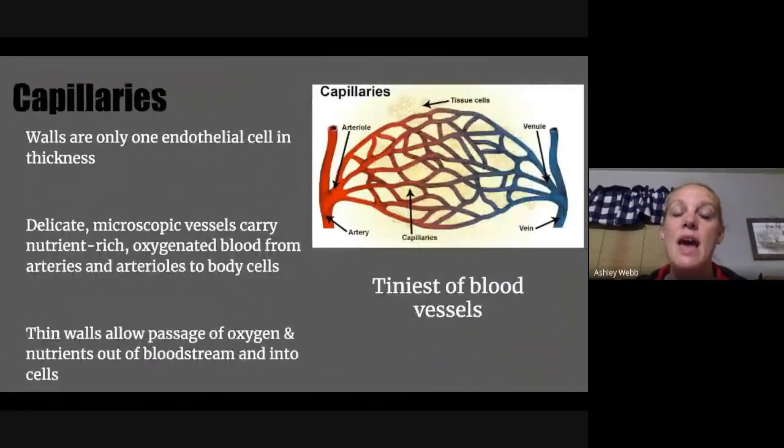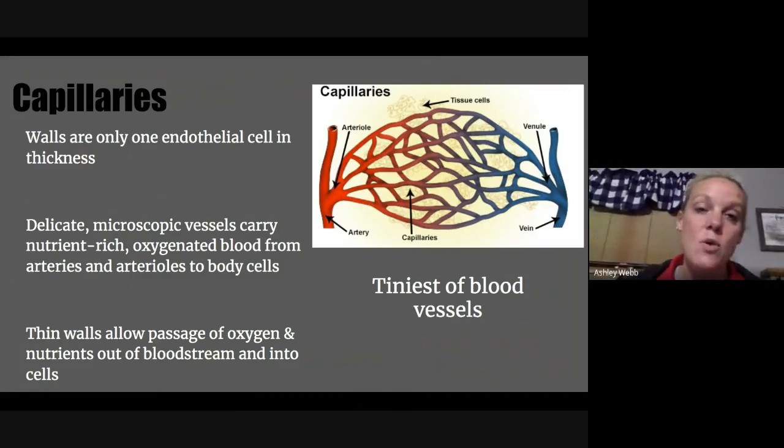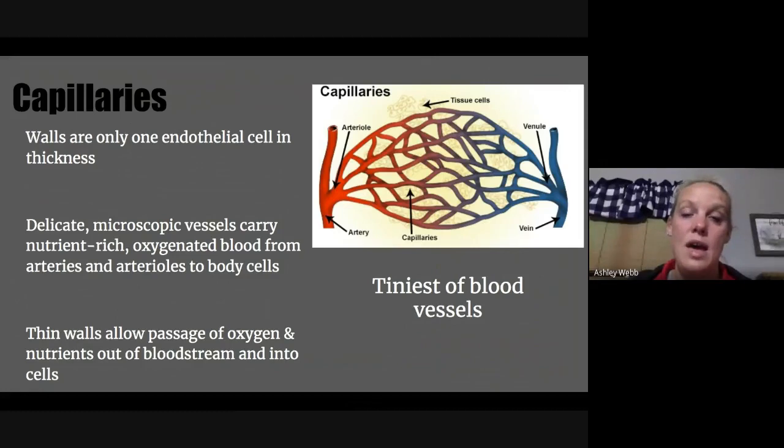Then the capillaries are the very tiniest of blood vessels. They're really branched out, really thin. They're what takes the nutrients and the oxygen out to all the tissues of the body, like out to our fingers, all the way out to our toes. That's where the capillaries are, spread really thin. They kind of go out everywhere, almost like a webbing. The walls are so thin that they're only one endothelial cell thick. So very, very thin.